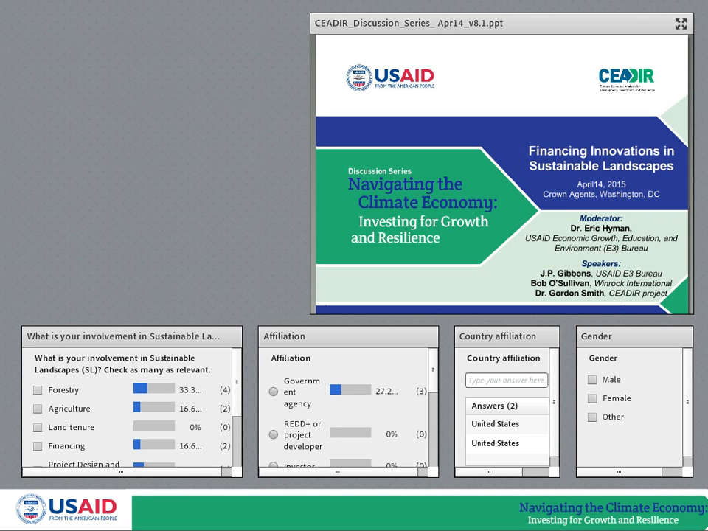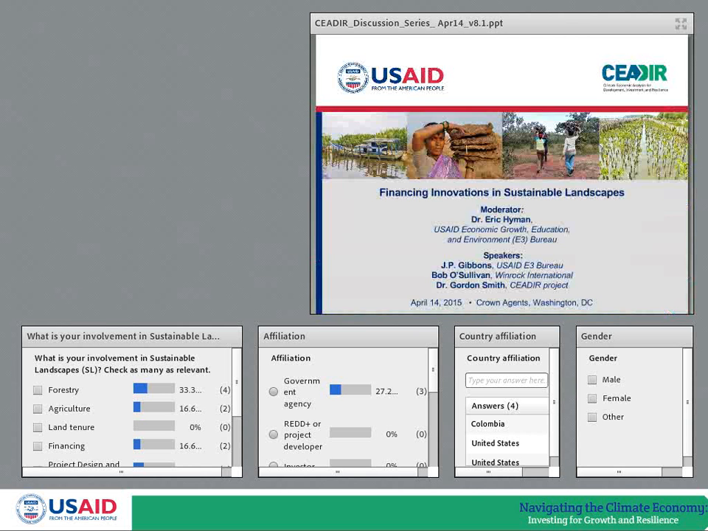I'm Marcy Trump. I'm the chief of party for the CEADIR project, which stands for Climate Economic Analysis for Development, Investment, and Resilience, CEADIR. And today we've got a very interesting panel of guest speakers who are going to be focusing on some new ways and also assessing some of the former ways of creating financing for sustainable land use activities around the world.